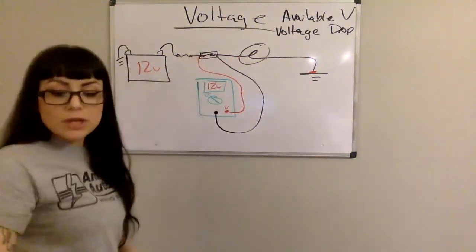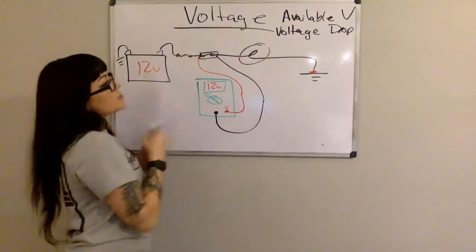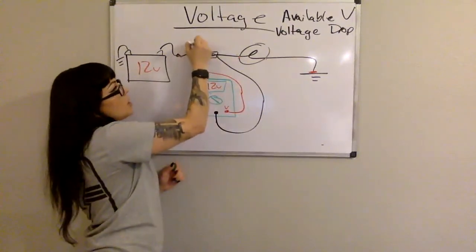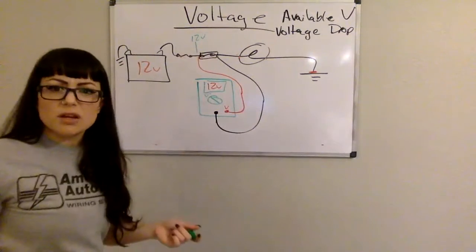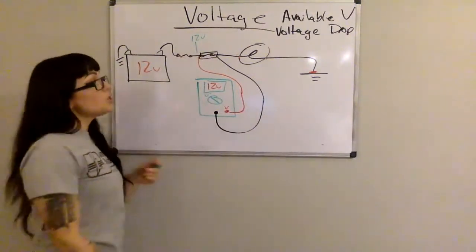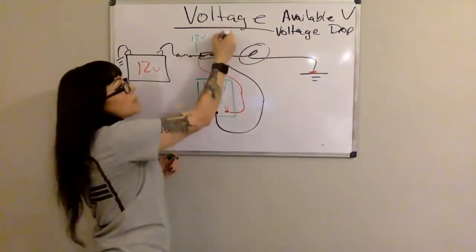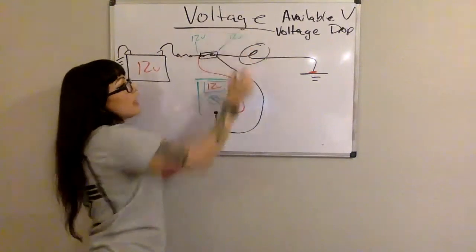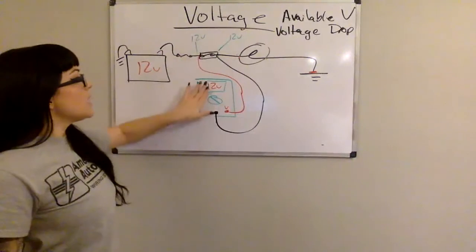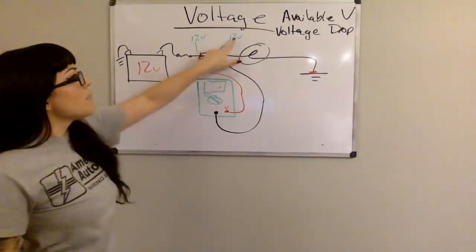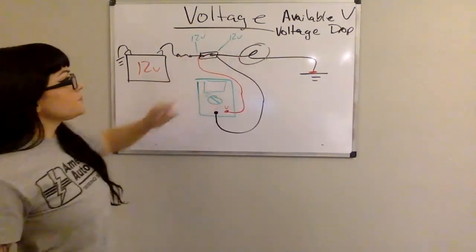So what we're looking at here, you know that as long as everything's working properly, I've got 12 volts coming in. Is the switch doing any work? It's not supposed to be. So I shouldn't have any voltage drop happening, and I should have 12 volts coming out, which we already tested previously on this.